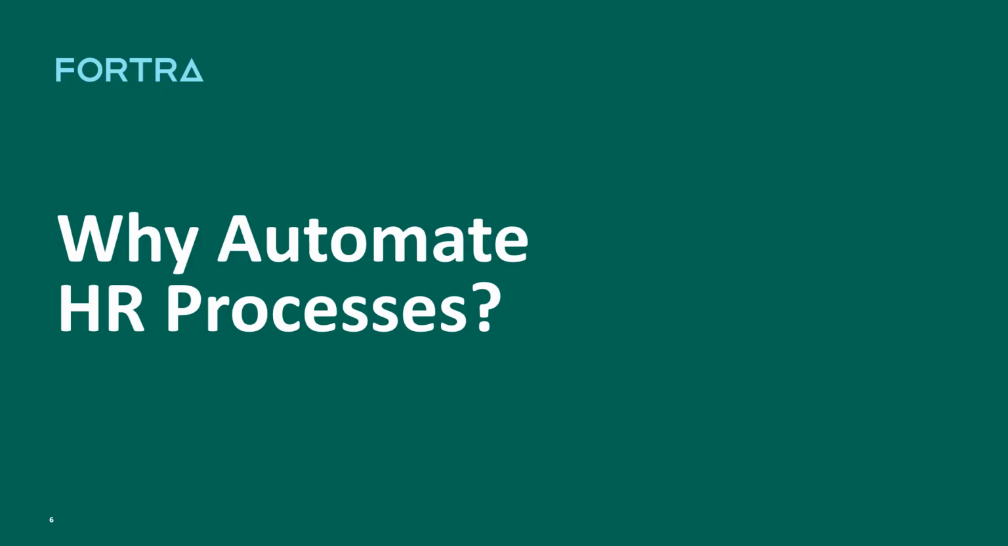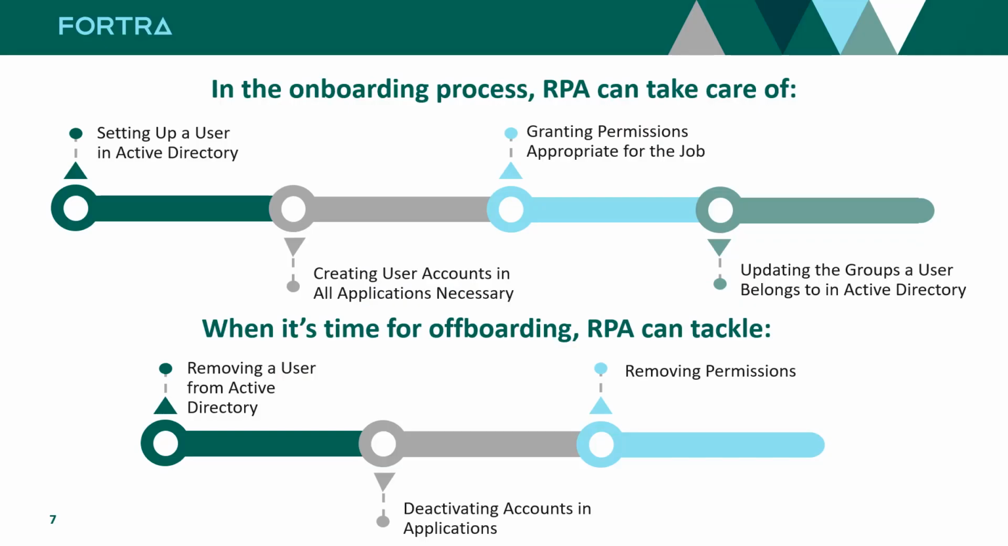So, what HR processes can be automated? As we can see from this slide, we have both onboarding and offboarding examples shown. In our onboarding process, we see a common process of setting up users in Active Directory. This can be another authentication environment as well. The creation of user accounts in various applications, and then granting appropriate permissions that might be needed, and then updating the groups a user or users belong to in that authentication environment.